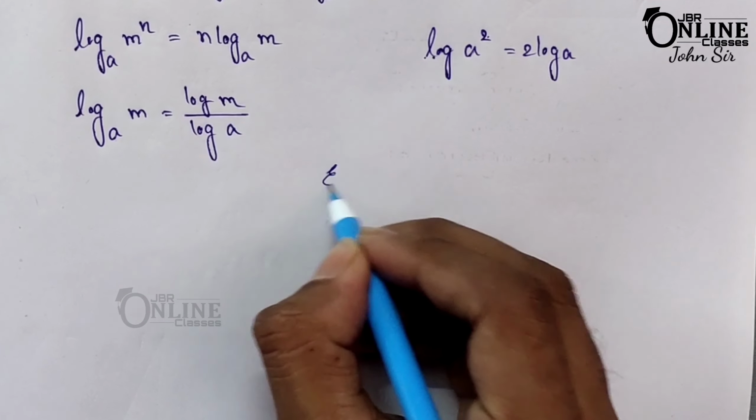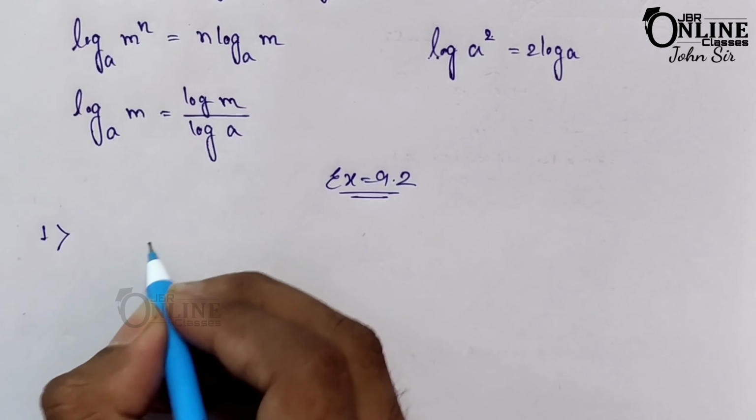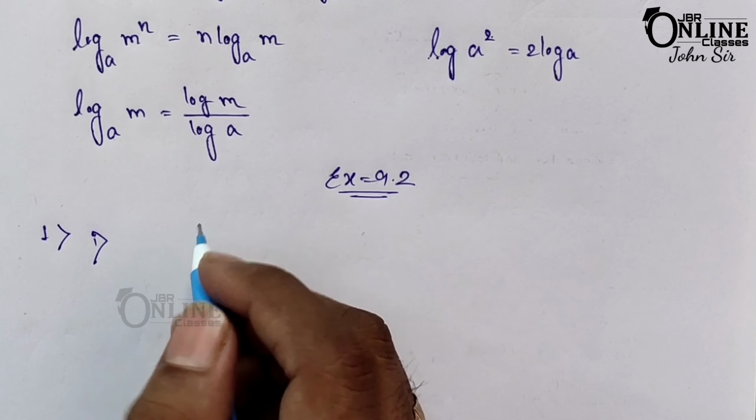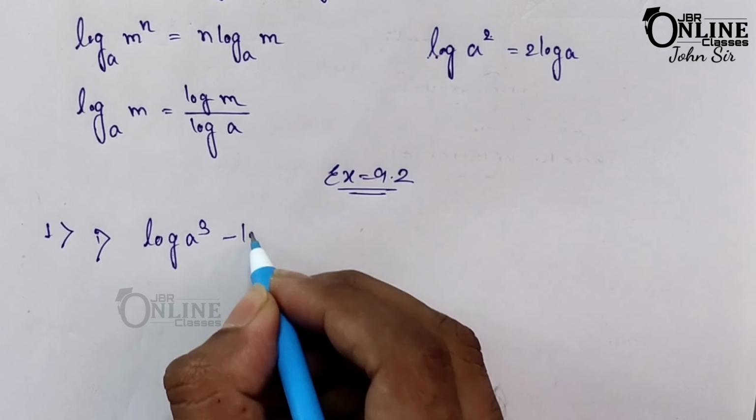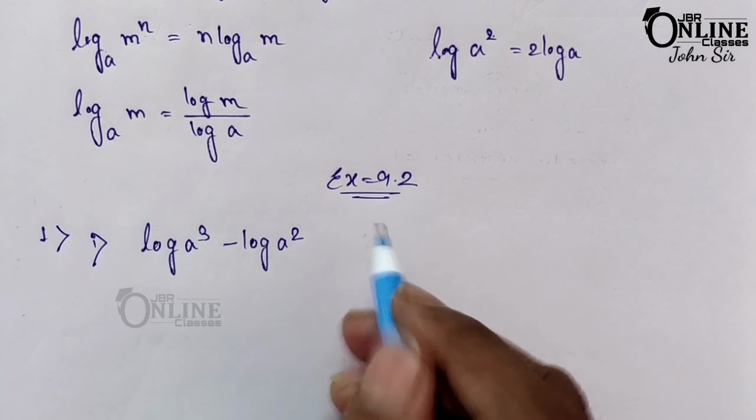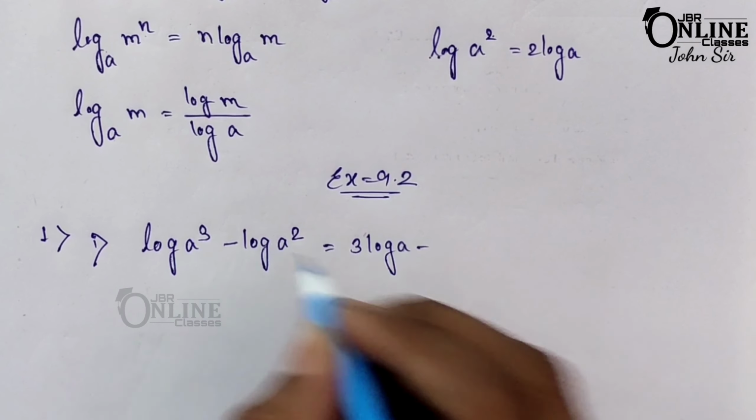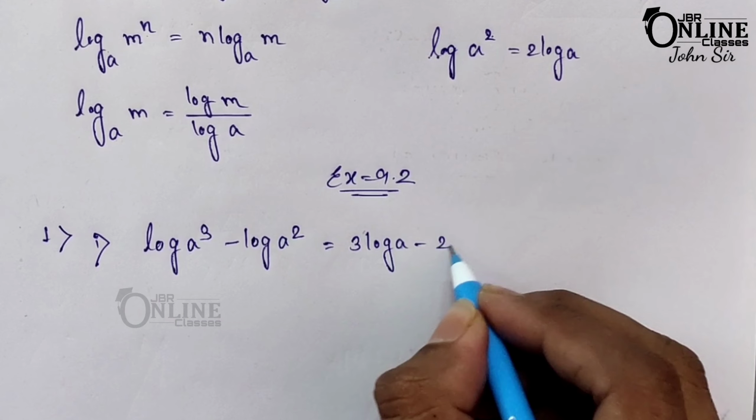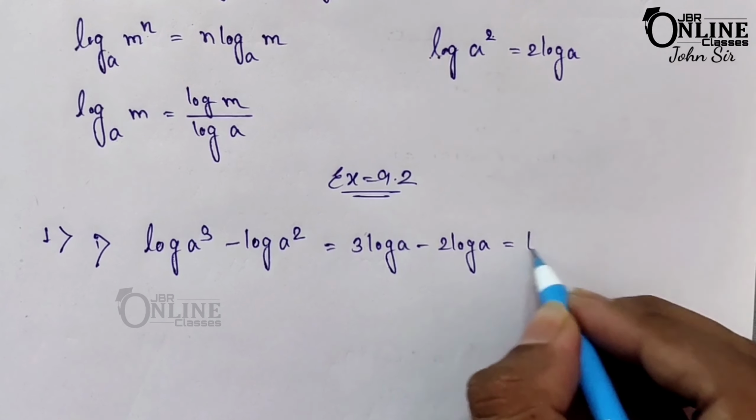Now exercise 9.2, and here the first problem. Number 1, simplify the following. First one is log a cube minus log a square. By the power formula, log a cube means 3 log a, then minus log a square, that means 2 log a. Now 3 log a minus 2 log a will be log a.